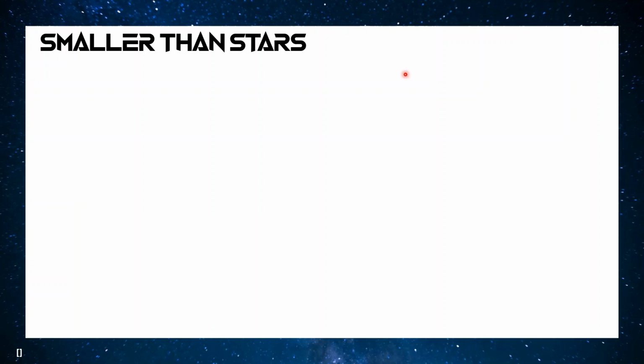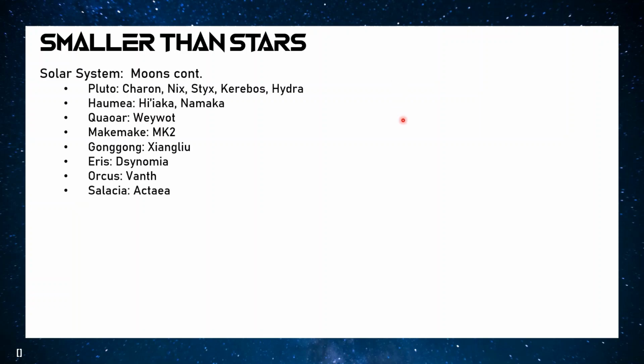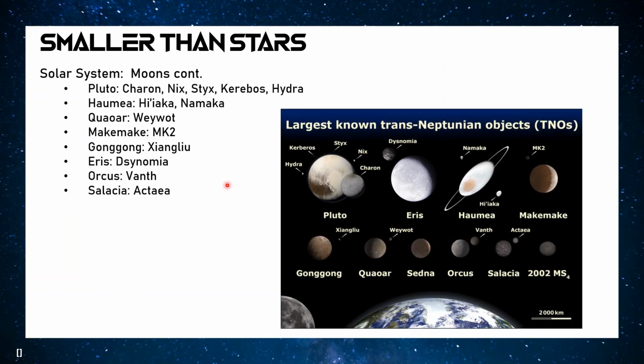All right, and then for the moons of minor planets, again, showing this picture up again here, Pluto has Charon, which is the largest, but it also has Nix, Styx, Kerberos, and Hydra. Haumea has Hi'iaka and Namaka. Quaoar has Weywot. Makemake has MK2. Gonggong has Xiangliu. Eris has Dysnomia. Orcus has Vanth. And Salacia has Actaea. There we go.